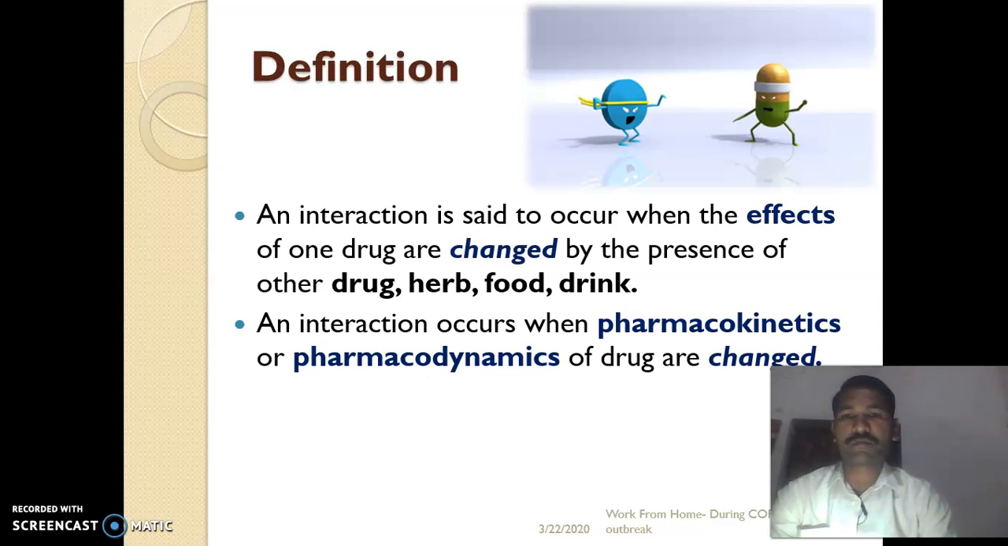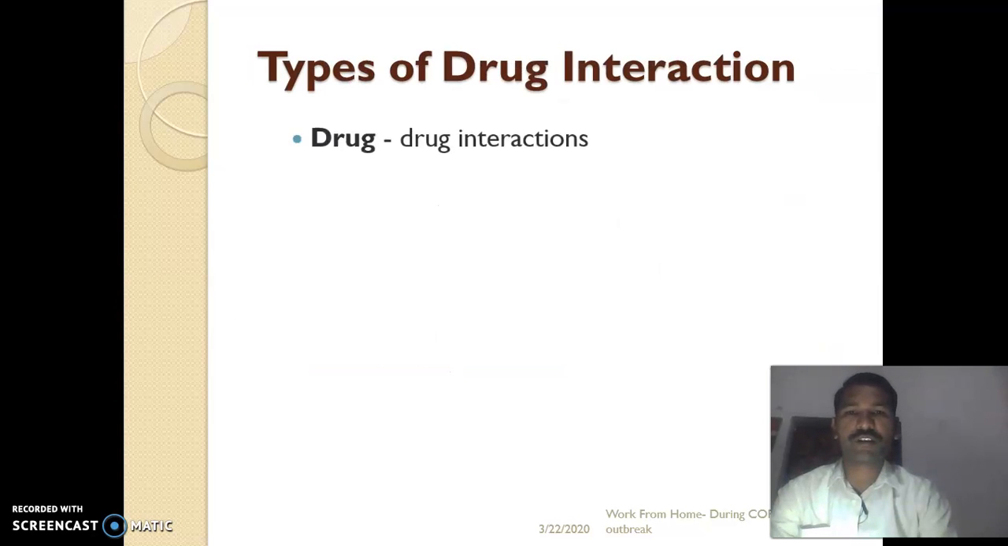Definition of drug interaction. An interaction is said to occur when the effects of one drug are changed by the presence of another drug, or herb, or food, or drink. It is also called an interaction when the pharmacokinetics or pharmacodynamics of drugs are changed. Then, types of drug interaction.